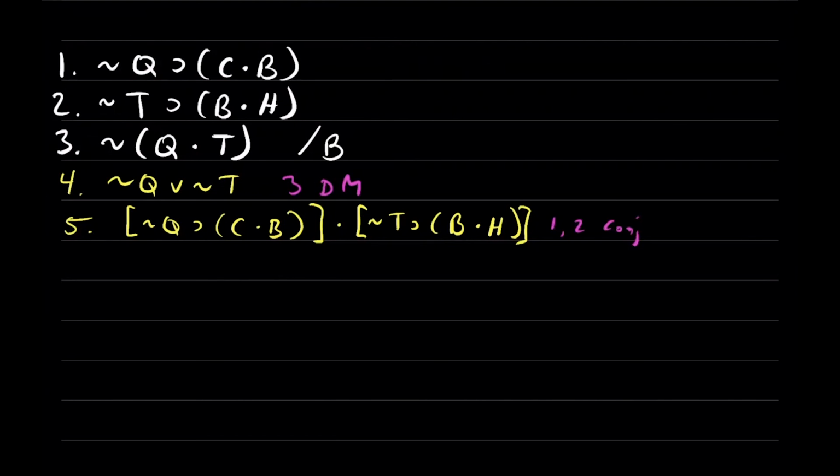I think you can see this now. Even though line 5 is pretty scary looking, take a look at what you've got. Line 4 says either not Q is the case or not T is the case. And line 5 now says each of those two terms implies something. Not Q implies C and B, and not T over here on the right implies B and H. So by constructive dilemma, if one of those two antecedents, not Q or not T is the case, one of those two consequents, C and B or B and H, would have to be the case, which is what I'm going to get on line 6. So we get C and B or B and H.